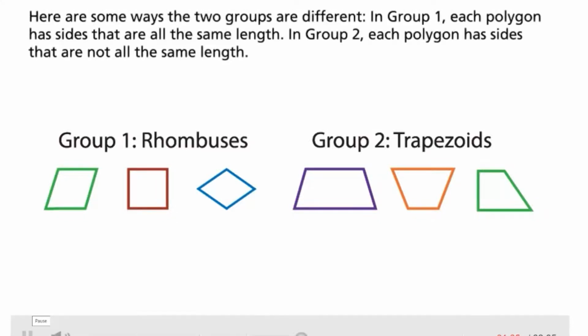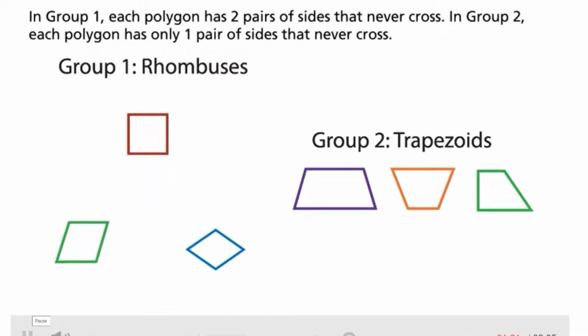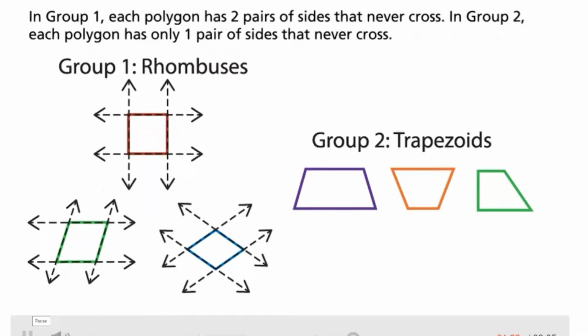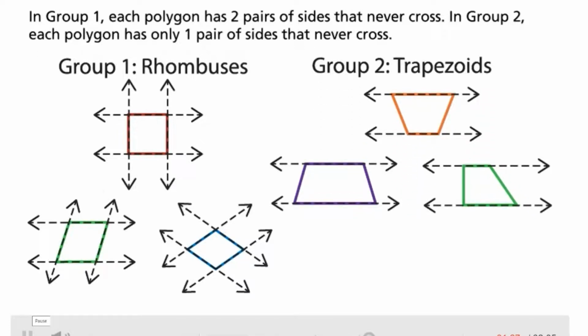Here are some ways the two groups are different. In Group 1, each polygon has sides that are all the same length. In Group 2, each polygon has sides that are not all the same length. In Group 1, each polygon has 2 pairs of sides that never cross. In Group 2, each polygon has only 1 pair of sides that never cross.